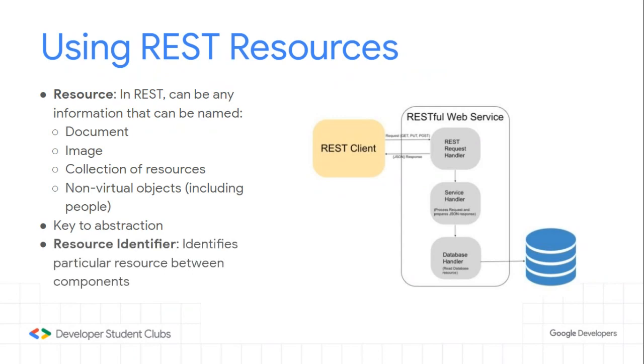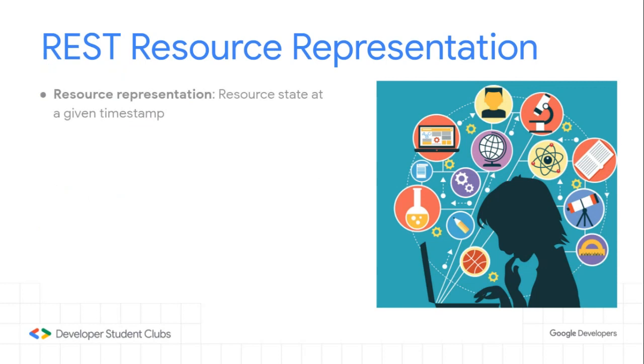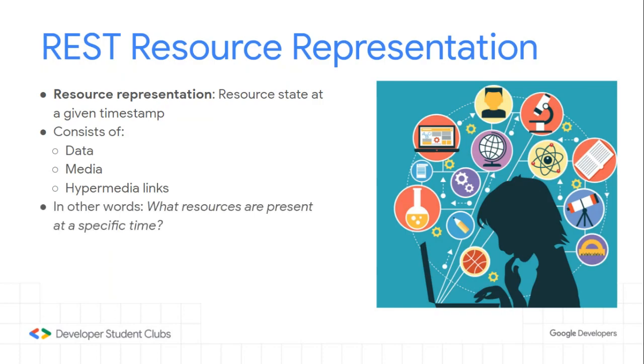The other term that kind of goes along with this is a resource identifier. And what that does is it identifies a resource in between components. All right, and again, a resource representation would just be a resource state at a given timestamp. That's a more formal definition. And a resource representation would consist of things like data or media, hypermedia links. To kind of sum that up, it would be what resources are present at a given time.